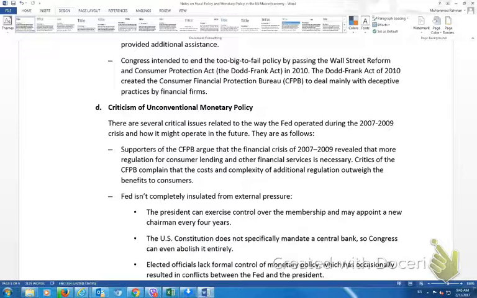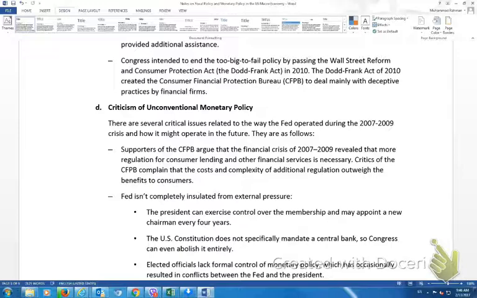So supporters of the CFPB argue that the financial crisis of 2007-2009 revealed that more regulation for consumer lending and other financial services is necessary, because the banks are too big, they have a lot of legal experts, and most of the people don't have sufficient financial knowledge, so they can be fooled very easily by the large financial institutions.